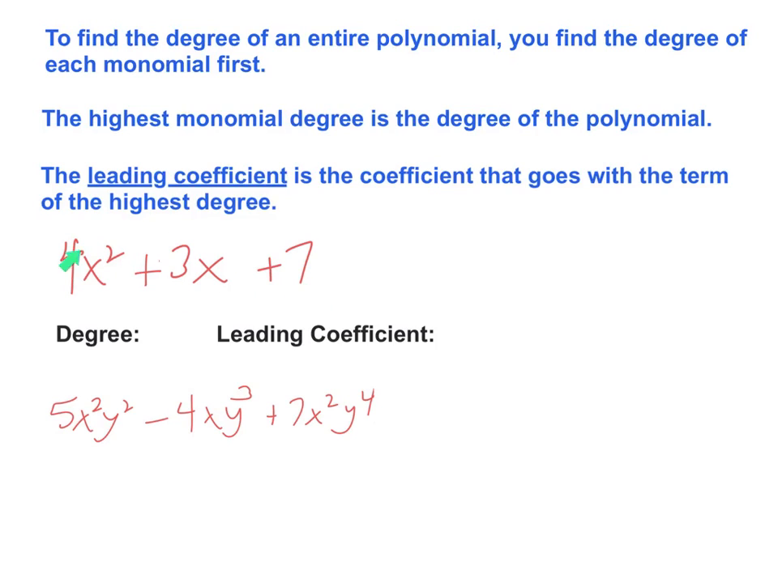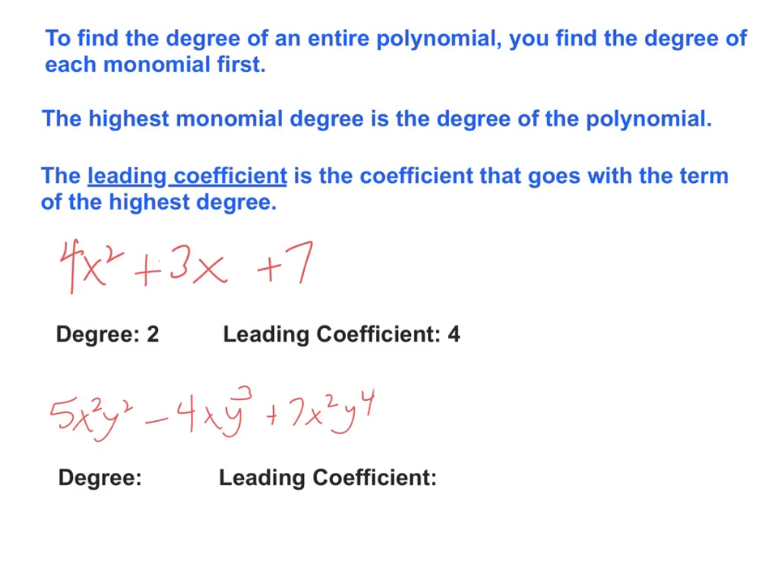All right. What is the degree of this polynomial? Okay, like what's the degree of this term? 2. So the highest one is 2. Means the whole thing is 2. In this case, it does come first. So the leading coefficient is the one that goes with this and is in front. So it is 4. Okay?